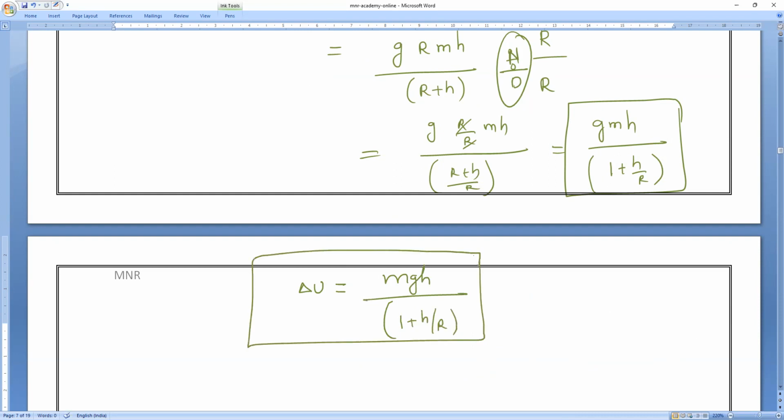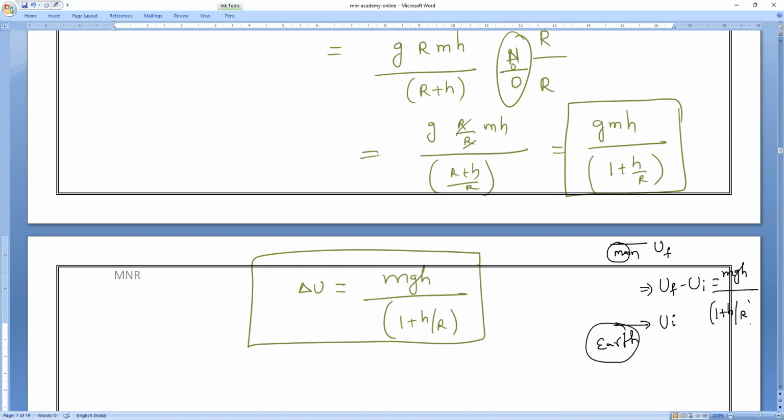This is the actual formula. For example, you are on the earth and you went to the moon. This is the moon and this is the earth. Now, if you want to find your initial potential energy when you are on earth, and your final potential energy when you reach the moon, so if you want to find the difference, UF minus UI, change in potential energy equals, this is the formula. What is that, everybody? mgh divided by 1 plus h by r. Any problem for anyone, you can ask me. I hope you are all understanding. Everybody clear?